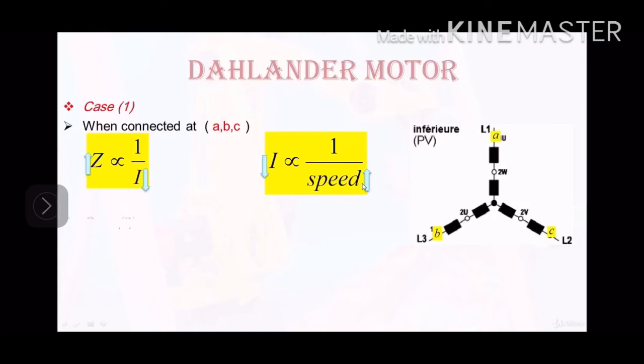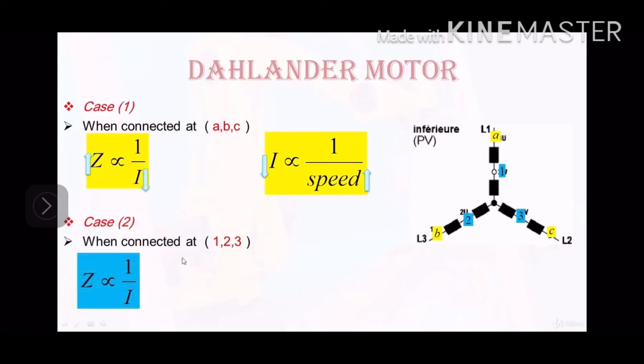The other case is if we connect our motor with 1, 2 and 3. We will find that the impedance is lower. But why? Because this impedance and this one are out of our circuit, and we have only these three, not the equivalent series of these two. So when the impedance is decreased, the current will be increased, and from this relation, when the current is increased, the speed will be decreased.